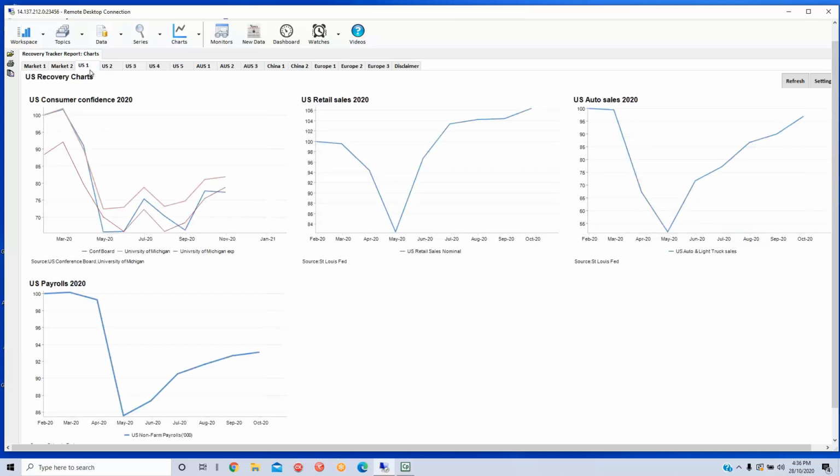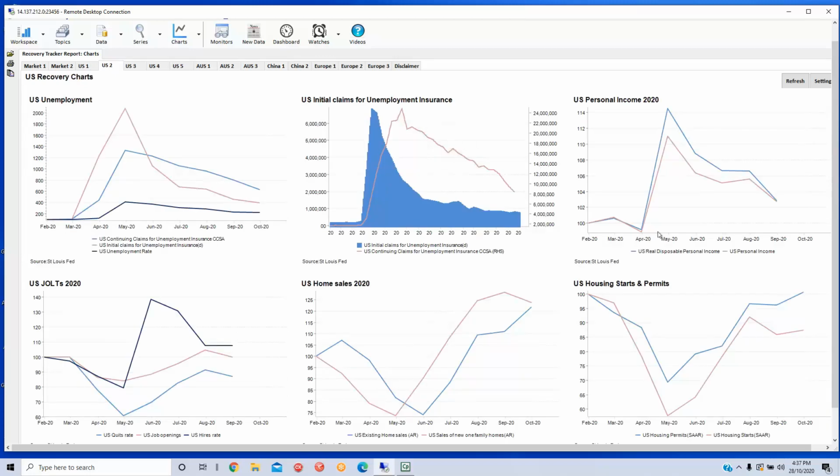What about the actual economic data in the US? We'll just look at a few of these. Retail sales. The way we're looking at these is to say, well, let's call end of January 100 and have a look at what's happened since. So retail sales in the US are about 6% above where they were in January. So that's a strong result. Auto sales are almost recovered all their lost ground. Consumer confidence hasn't. And likewise, payrolls haven't. Consumer confidence is still probably 10 to 15% below where it was early this year, and payrolls are still around 6% below pre-COVID levels.